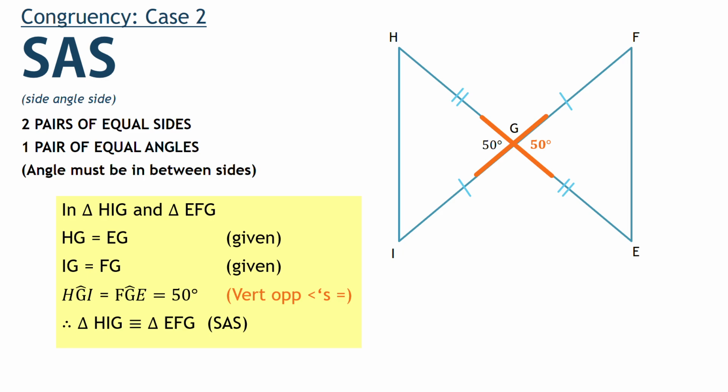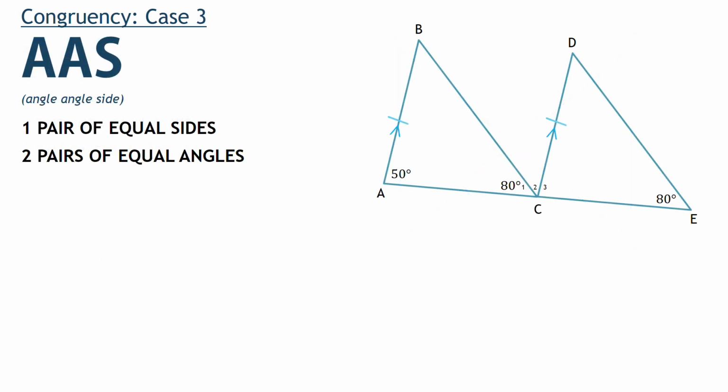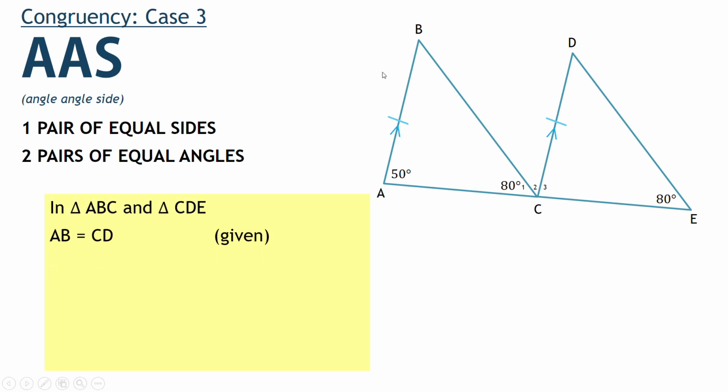Alright, congruency case number 3 is angle, angle, side. So you've got 2 angles and 1 side that's equal to each other. Okay, so in this diagram here, in triangle ABC and CDE, I've got this line here, AB is equal to CB. That was given to me on the diagram. They showed me that. They also show me that this angle here, C1, is equal to E. They're both equal to 80 degrees. That was given to me on the diagram.